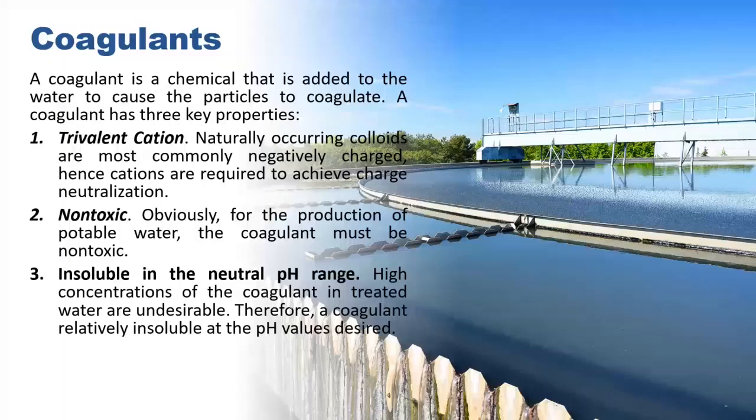Second, non-toxic. Obviously, for the production of a potable water or drinking water, the coagulant must be non-toxic, so it should be food grade. Third is insoluble in the neutral pH range. High concentrations of the coagulant in treated water are undesirable. Therefore, a coagulant relatively insoluble at the pH values is desired. The two most commonly used metallic coagulants are aluminum and ferric iron. So both meet the preceding three requirements: the trivalent cation, non-toxic, and insoluble in the neutral pH range.